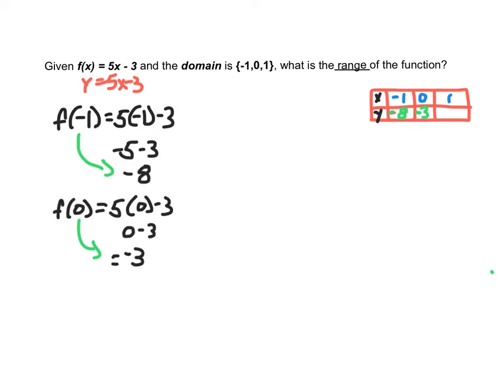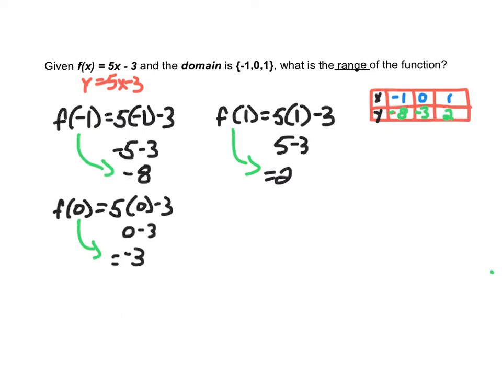All right, and then the last one is a domain of +1. So I'm going to write f of 1 is equal to 5, and then I'm going to plug in the 1. 5 times 1 minus 3. And of course, 5 times 1 is 5. So 5 minus 3 equals 2. So f of 1 equals 2. So I'm going to come over here and plug in a 2.